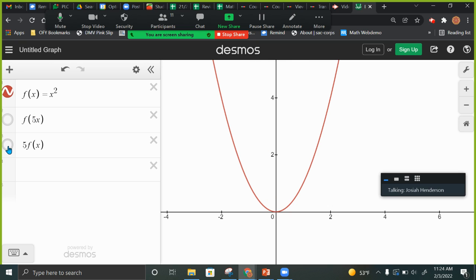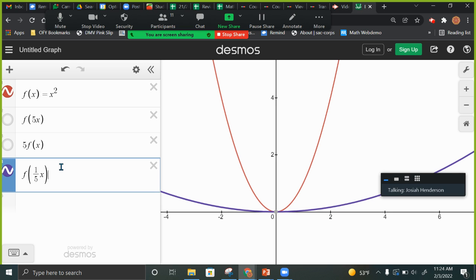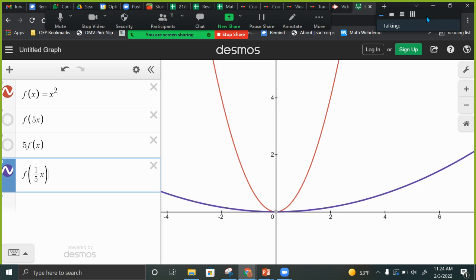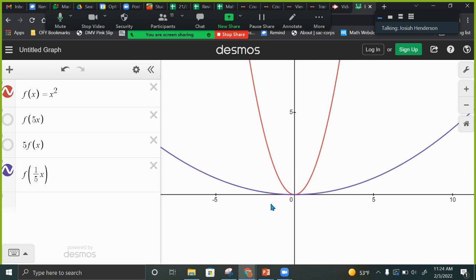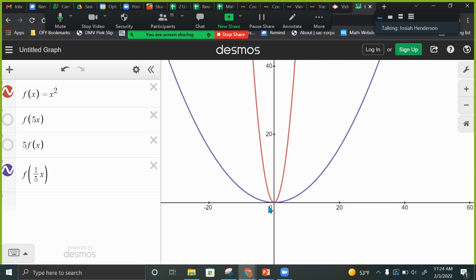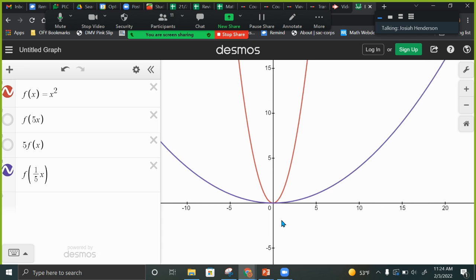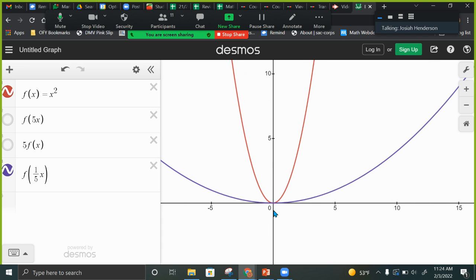Let's see what happens if we do a fraction instead of like a whole number. So I'm going to block these two out. We'll keep red up as our parent graph. Let's do a horizontal one with a 1/5 times x. Now look at our purple one. It's just created our transformation. This time it's like a huge bowl shape. It's still a parabola, but it's much wider than our parent graph.